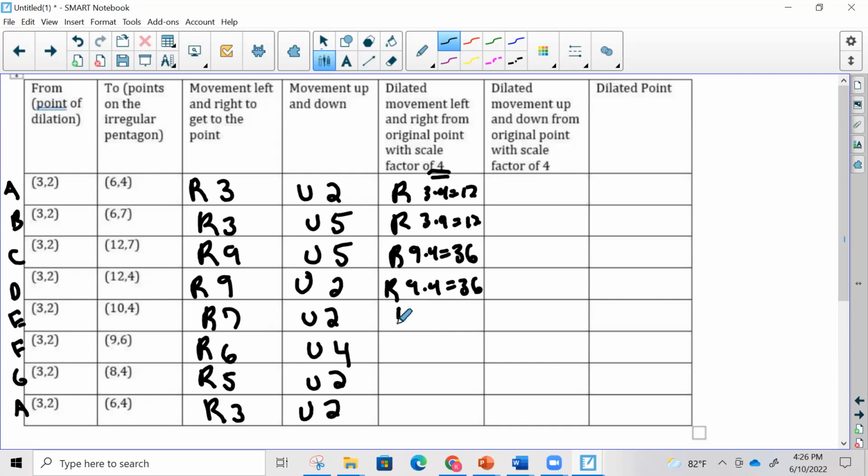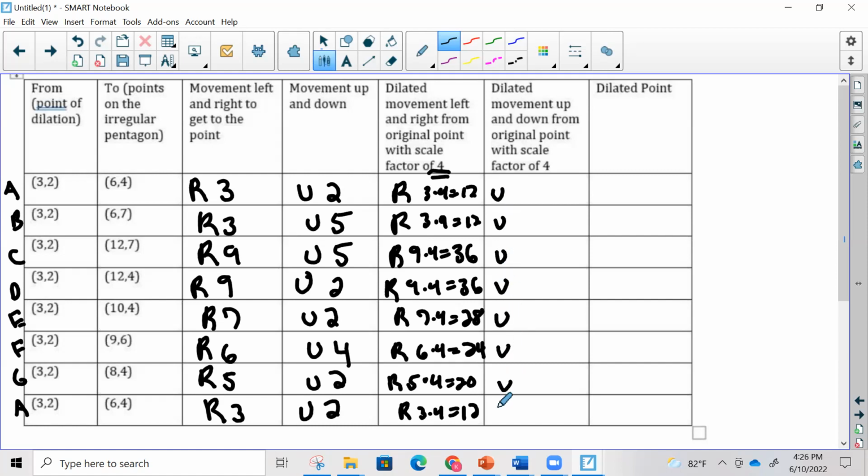Okay, this is right, and then it's 7 times 4, which is 28. Right 6 times 4, which is 24. Right 5 times 4, which is 20. And the right 3 times 4 again, which is 12. Okay, so I multiply all of my movements by that scale factor. And then I'm going to do the same for the movement up or down. So all of these are going to be up again because each one we did up.